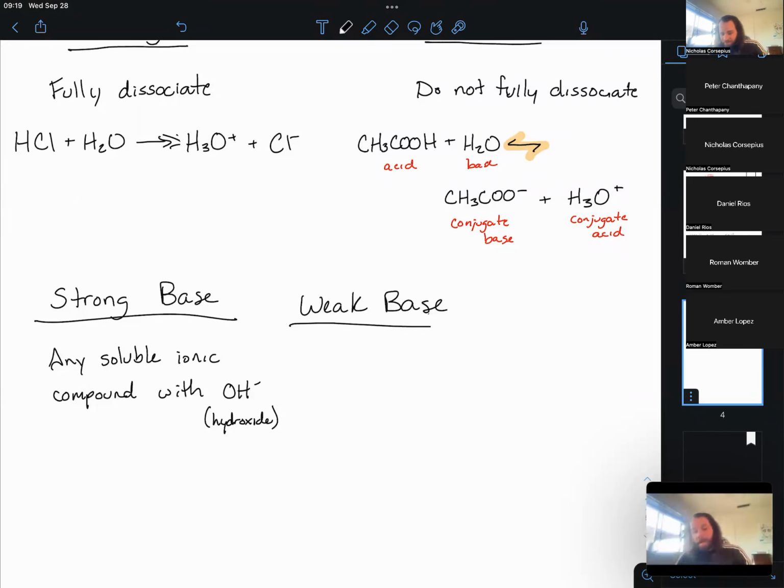And to be honest, 99% of weak bases, so all else, have this very common feature that we're going to see over and over and over again, and that is nitrogen acting as a weak base. A lot of weak bases have a nitrogen in them. The lone pair on that nitrogen in particular is the thing that's stealing that proton from the acid.